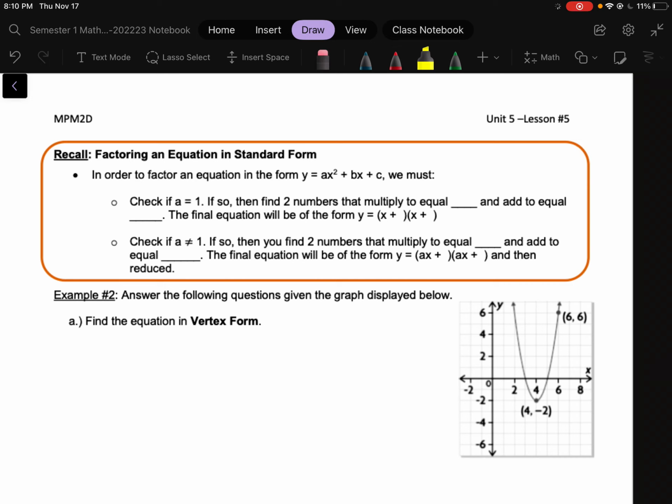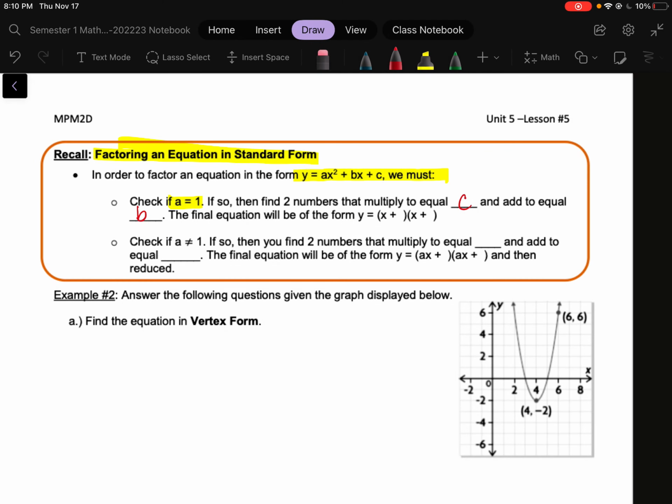Now, let's recall that factoring an equation in standard form is key. In order to factor an equation in the form of y equals ax to the power of 2 plus bx plus c, we must do the following. We have to check if a is equal to 1. If so, we have to find 2 numbers that multiply to equal c and add to equal b, and then the final equation will be in the following form.